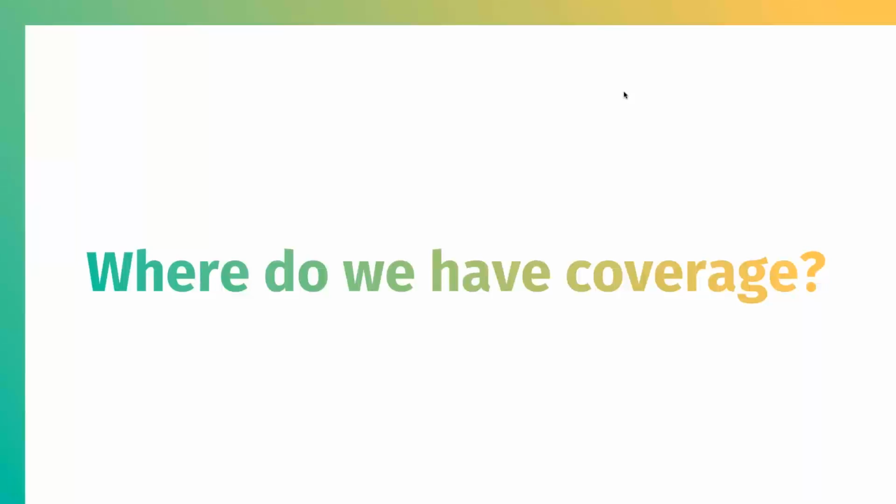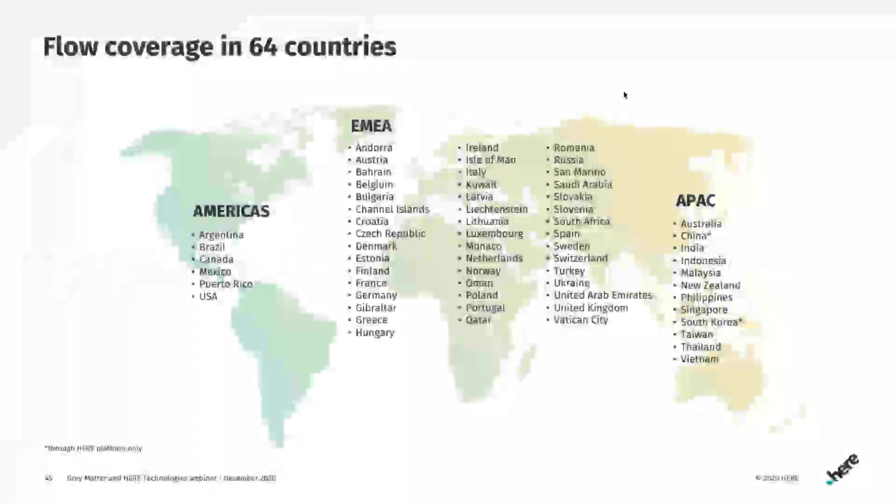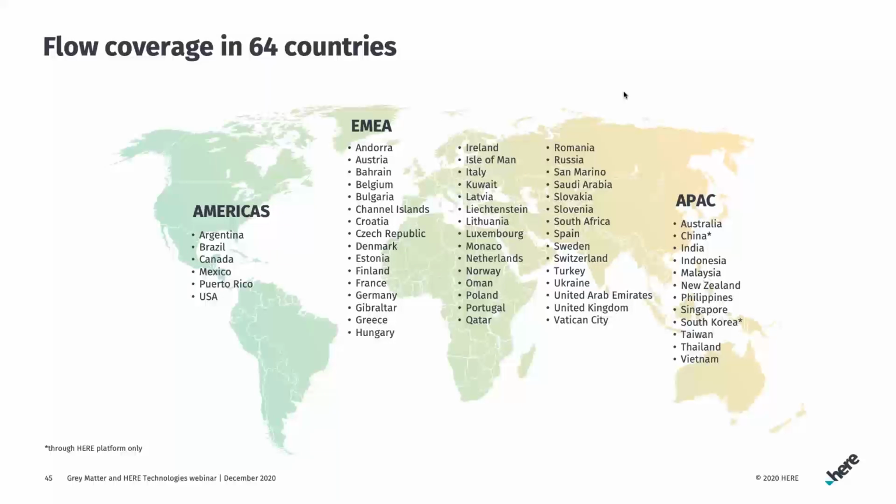And if you think you already did expansion of your business in other regions, in other countries, we would like to demonstrate current coverage. Real-time traffic we offer in 64 countries. We cover all key countries in the world. For real-time traffic, it means that you can build a reliable solution based on real-time traffic in the majority of markets.